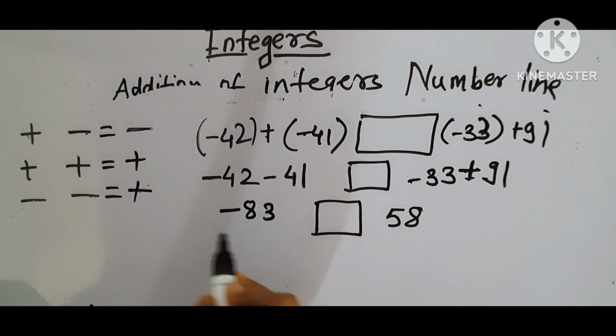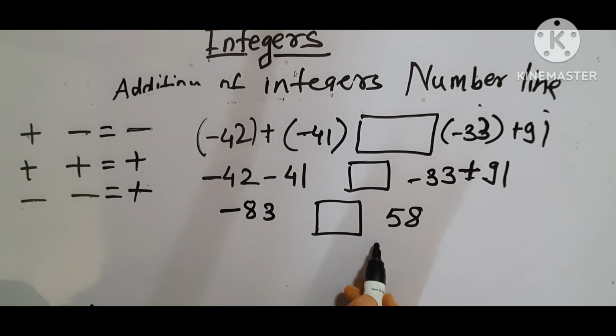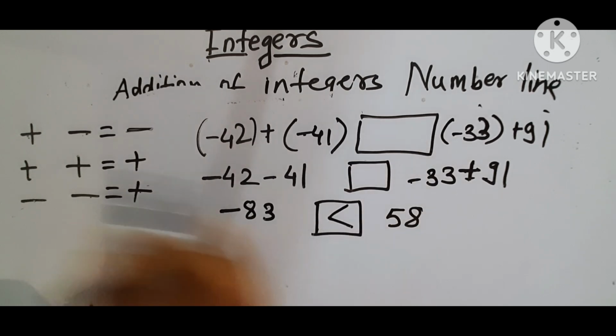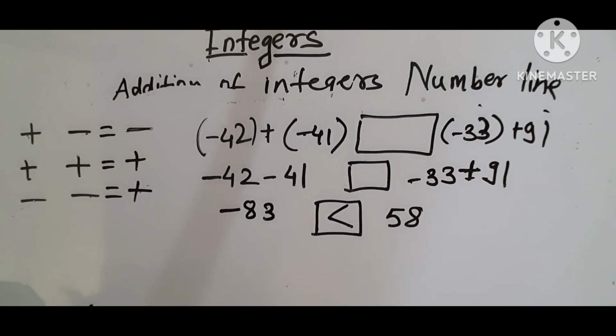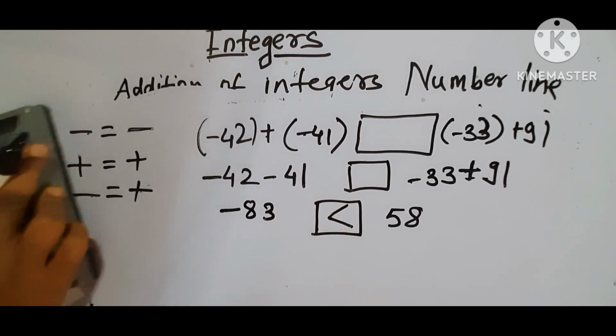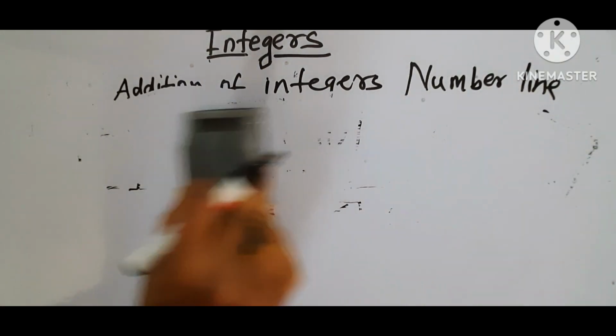Okay. Now we know minus 83 and 58, minus 83 is smaller than 58. Okay, so this is how we'll solve this type of problems. I hope this is clear. Okay, now let's move to a few properties.